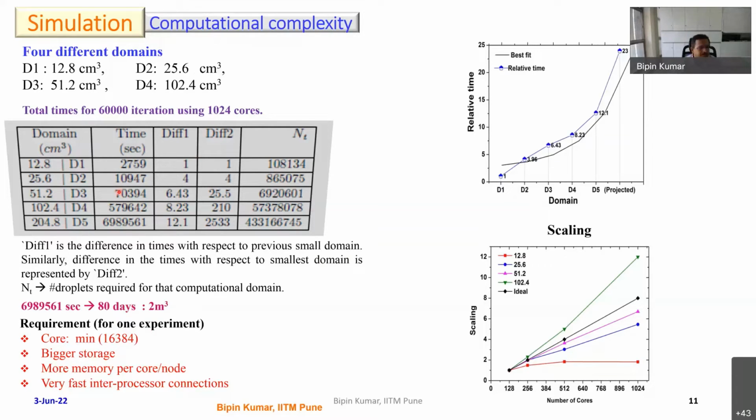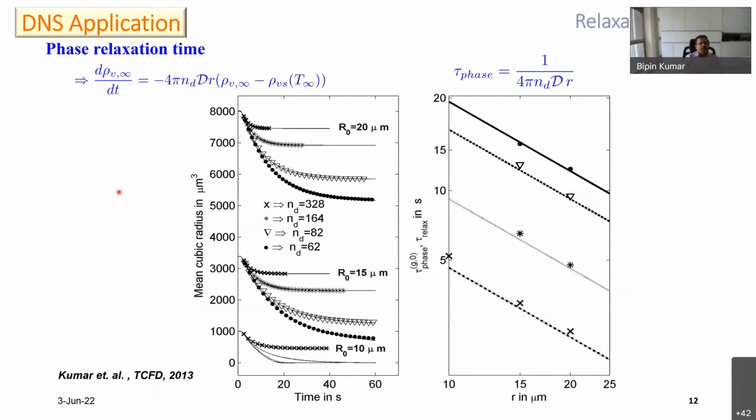Anyway, whatever work we have done, I am telling this story for the last decade: what we have contributed by doing the DNS, and how we contributed to the cloud community in cloud physics. First, some 10 years before, we did this simulation in a small domain like a half meter cube or 25 centimeter cube. First we calculated the phase relaxation time. There is a theoretical formula in the literature, but nobody knew whether we could get the same validation from numerical simulation or not.